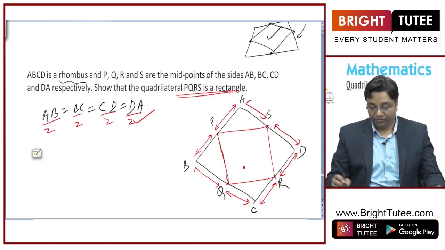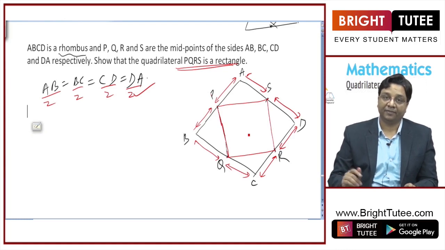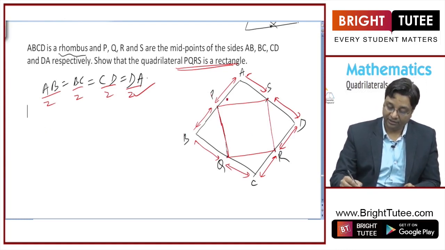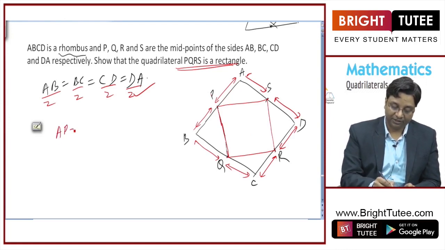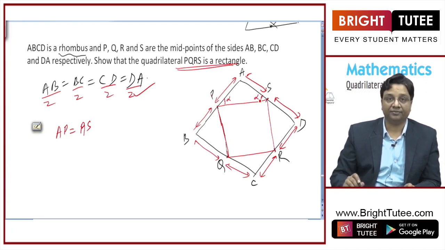Now we need to prove that this quadrilateral inside is a rectangle, a rhombus outside, and this segment AP is equal to AS. So I am starting with this. AP is equal to AS. So I can say this angle, if this angle is alpha, this angle will also be alpha.